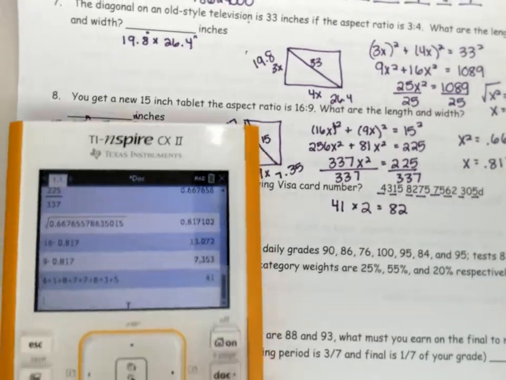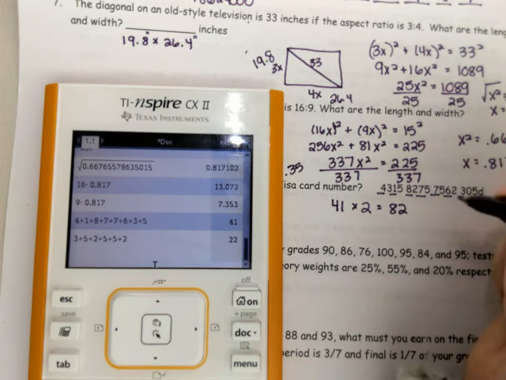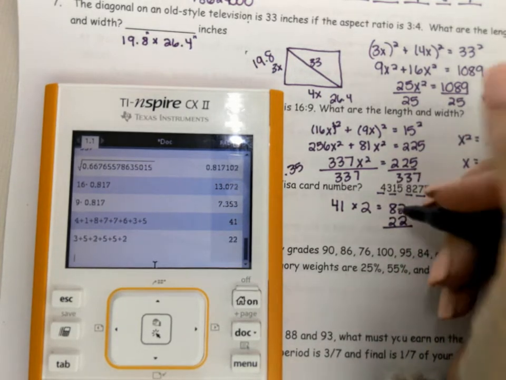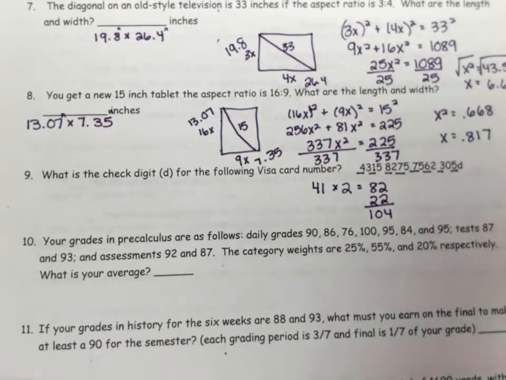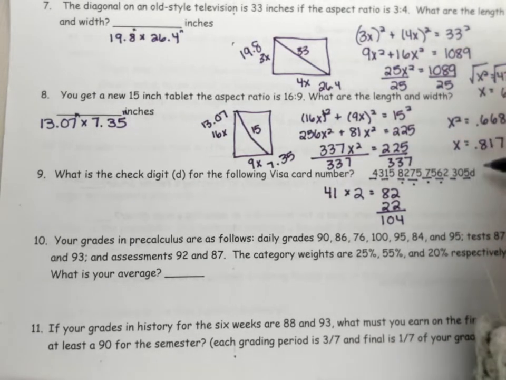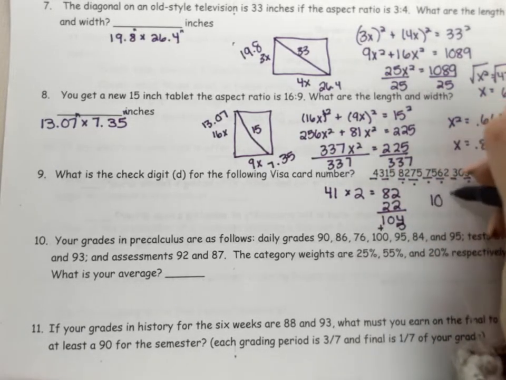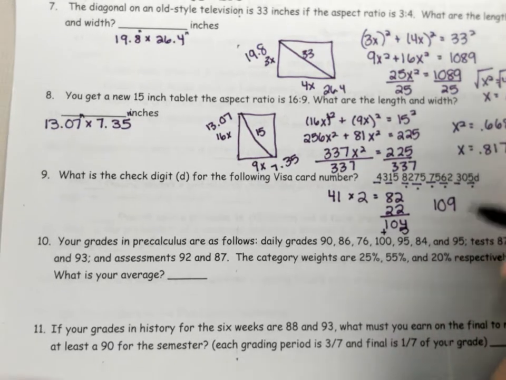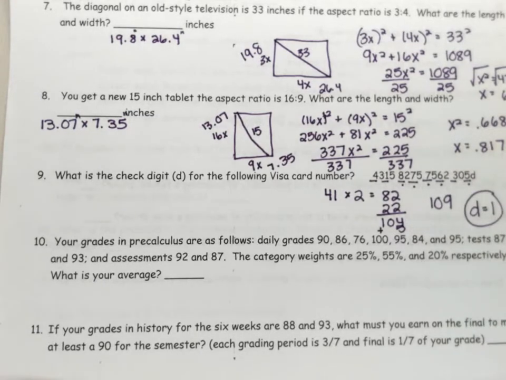You add up all the non-underlined numbers to get 22. And so far that gets us to 104. But then you also have to go back and add whatever underlined numbers are greater than 4. So 1, 2, 3, 4, 5. So plus 5, so your total comes out to 109. So the check digit is whatever would get you to a number ending in 0. So our check digit needs to be 1.